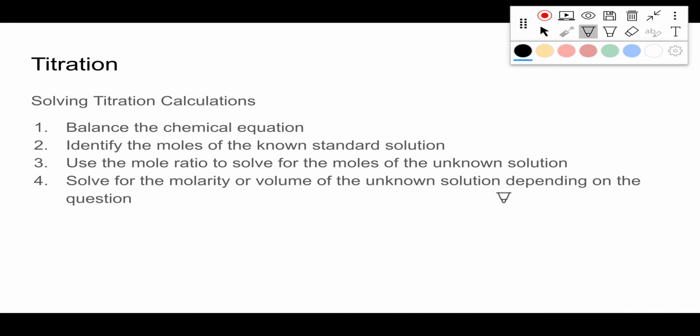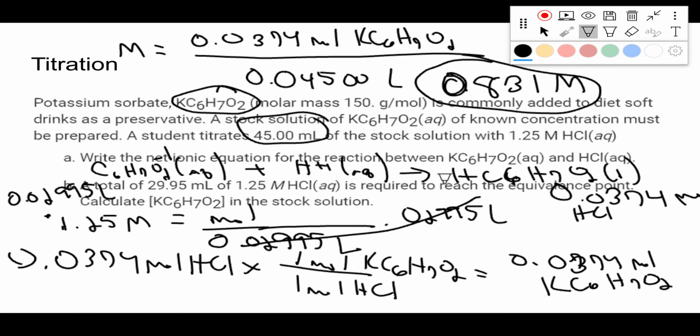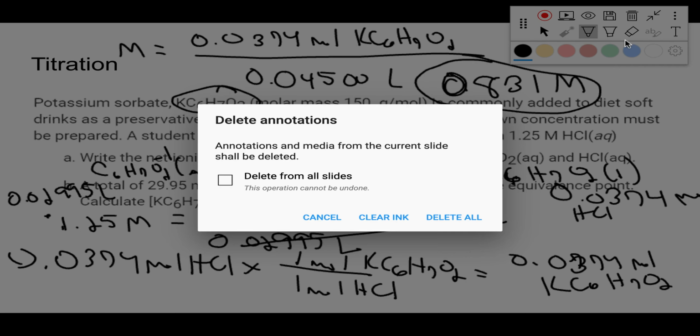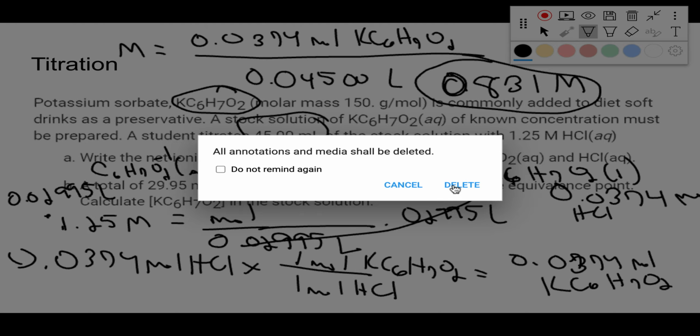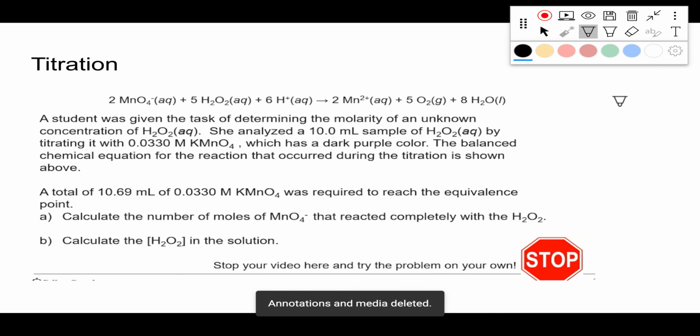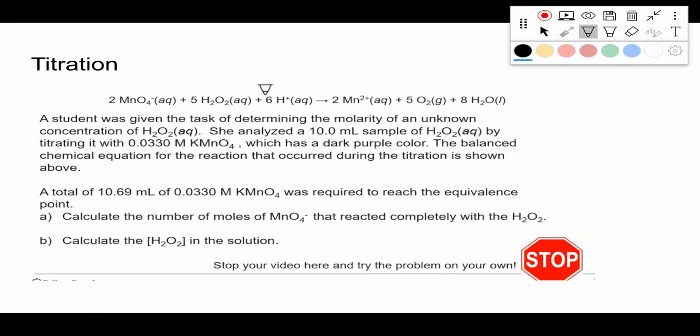So let's look back here because we're going to practice another one. So you have to balance first, figure out the moles of your known, do stoichiometry, convert to moles of unknown, and then use that to solve for, typically, the molarity of your unknown solution. Okay, so let's try another problem where we go through and do all the same stuff with another example. Now in this one, it's already balanced, so that's nice. We don't have to do that part.